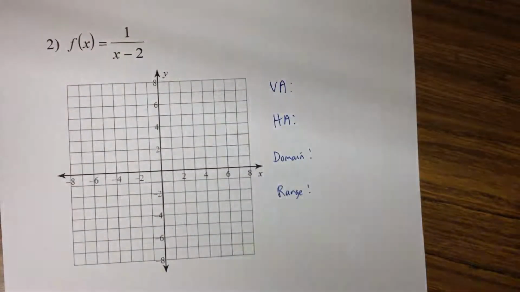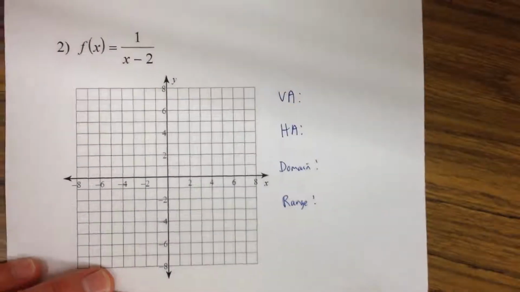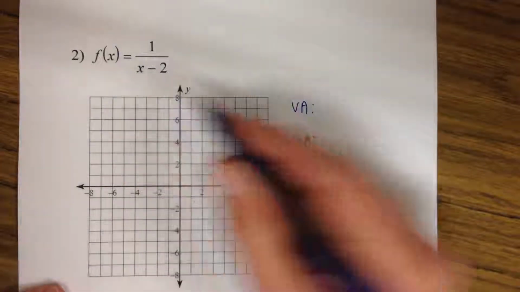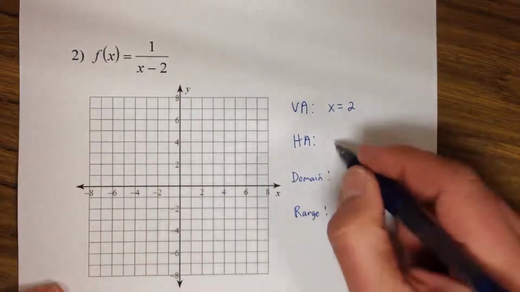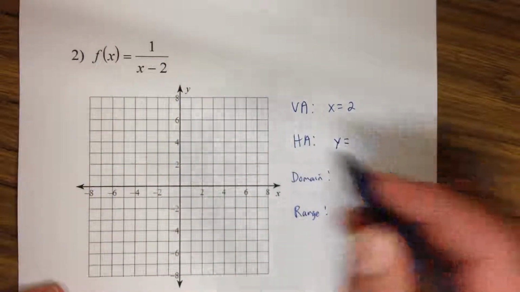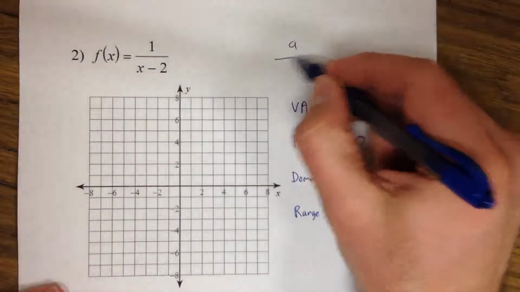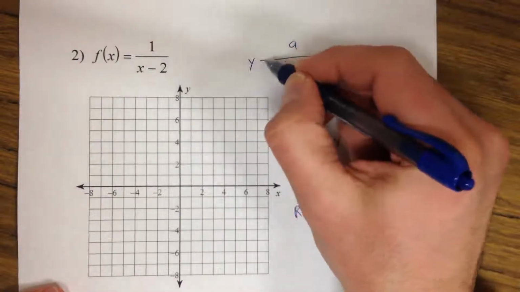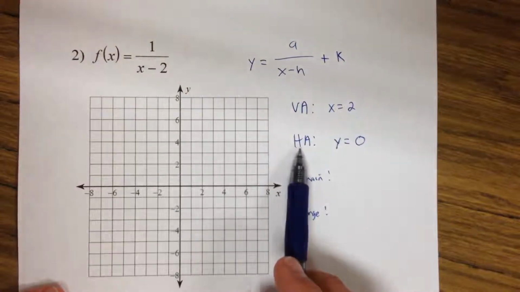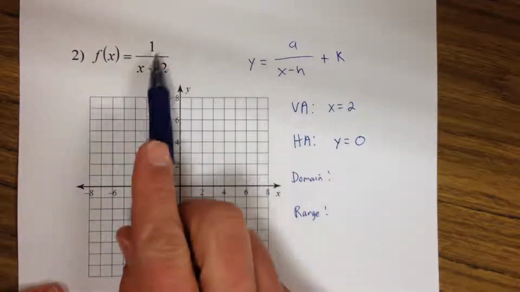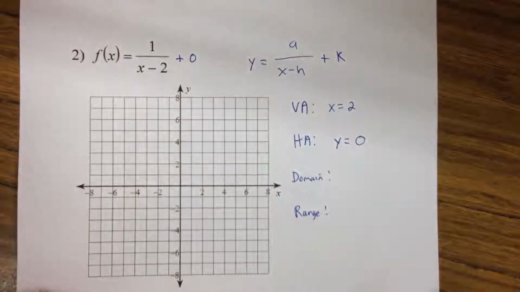Number 2 is very similar. Vertical asymptote, x equals 2, because 2 minus 2 is 0. We can't have 0 on the bottom. Our horizontal asymptote is y equals 0. Now there's another way you can look at this. We have a basic form of a rational, and your horizontal asymptote is always going to be y equals k. Now in this case, we don't have a k or a constant term out there. It's actually 0. So you can look at it that way also.